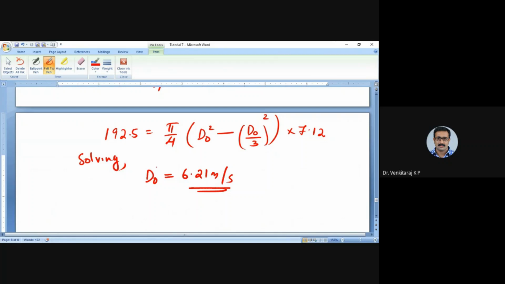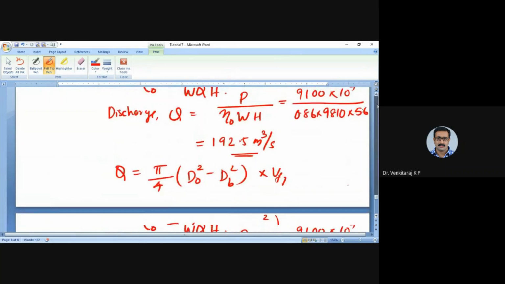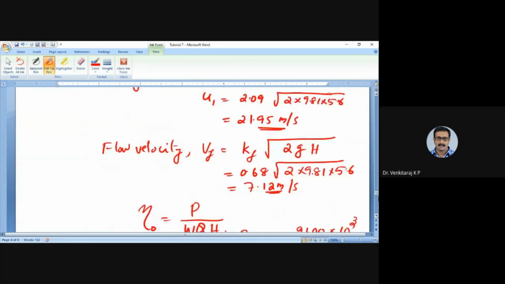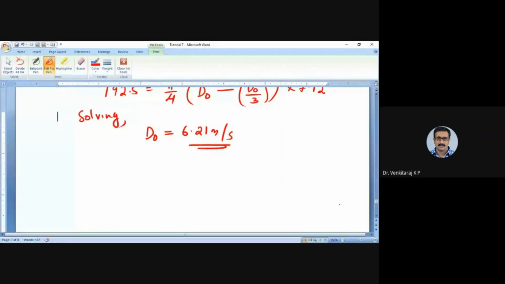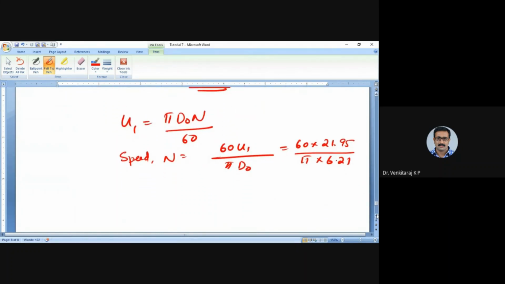Now to find the speed of the rotor, you write the equation of the speed in terms of the diameter and speed. So the speed of the rotor U1 is pi d naught n by 60. The speed n is 60 U1 by pi d naught. So it is 60 into 21.95 by pi into 6.21. So after calculating, you get this as 67.5 RPM.